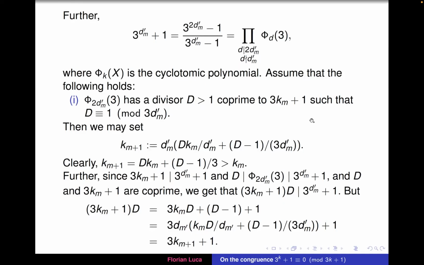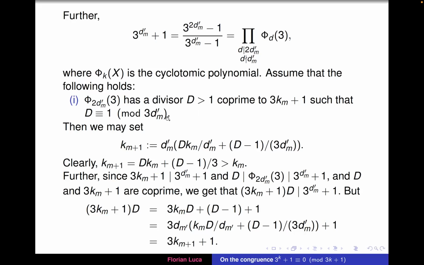It should be co-prime to 3k sub n plus 1. And moreover, it should be congruent to 1 modulo 3 d sub m prime. This is a tricky condition because if you take a divisor, let's say a primitive divisor or something that's built up of primitive divisors of the polynomial phi sub n evaluated in the integer a, where a is an integer bigger than 1, then you get for free that those guys are 1 mod n. But we don't want them to be 1 mod n. We want them to be 1 mod 3n. So we want a little bit more than n. And this is why this condition is a bit tricky.